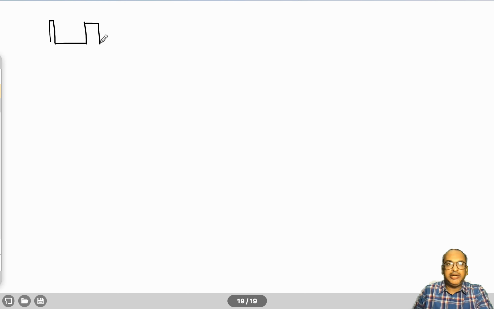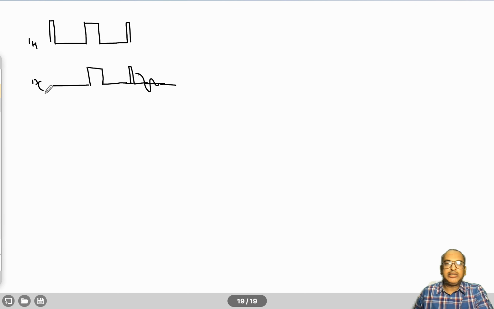So this is 90, tau, 180, tau, followed by two 90 degree pulses, and here this is the proton channel, this is the 13C channel. So here you have tau, 90, and followed by acquisition.